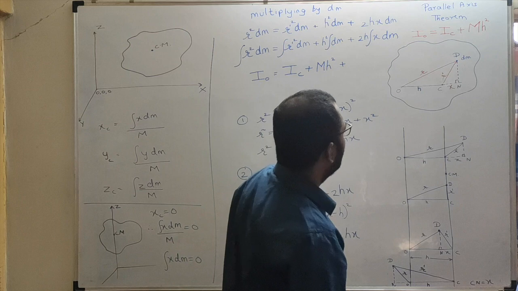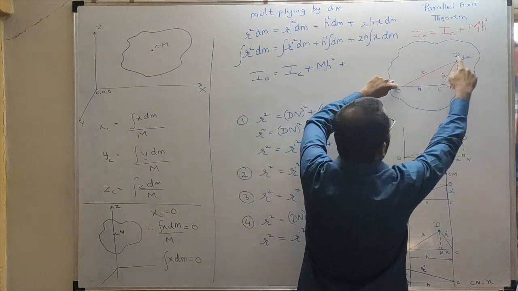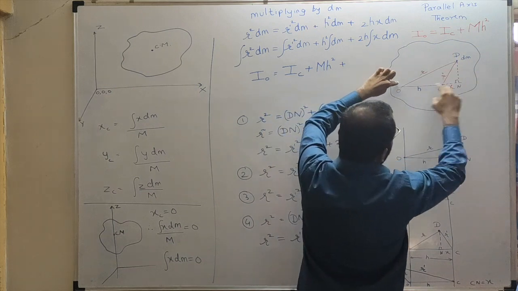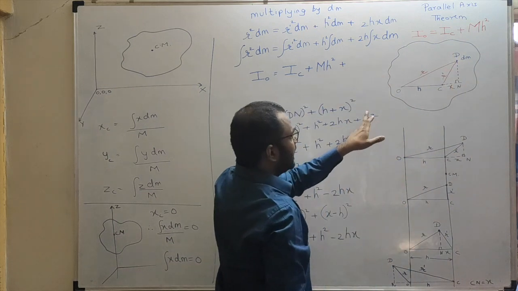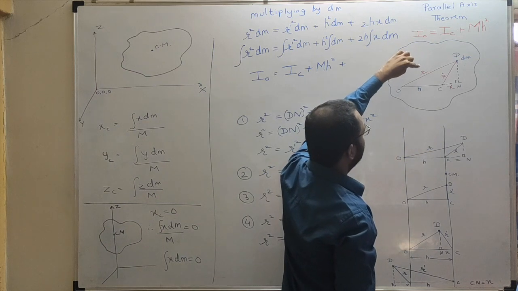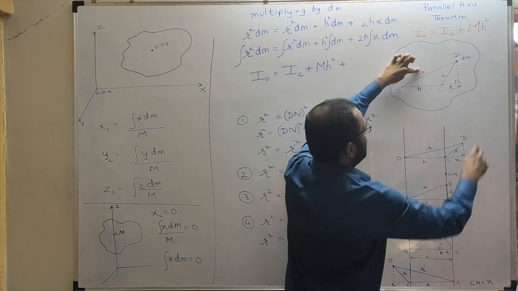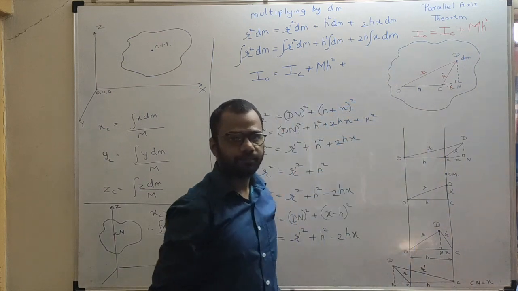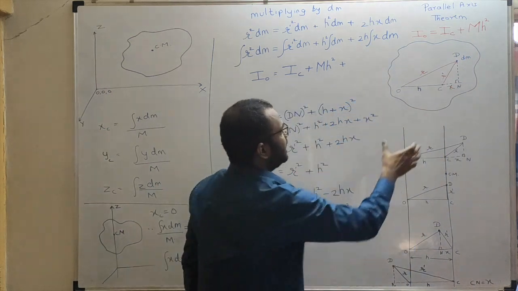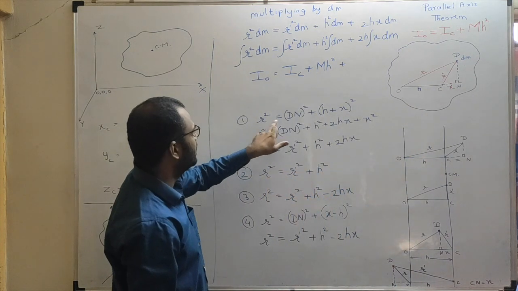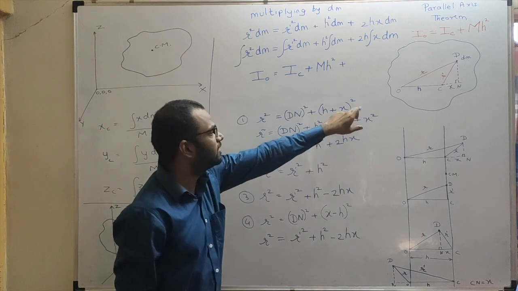Clear? Okay. Now look at this figure in this diagram, ODN. It is a right angle triangle. The triangle ODN is a right angle triangle. So by using Pythagoras theorem, r square is nothing but dn square plus on square, and on can be written as h plus x. So I have written the same thing over here. R square is equal to dn square plus h plus x the whole square.